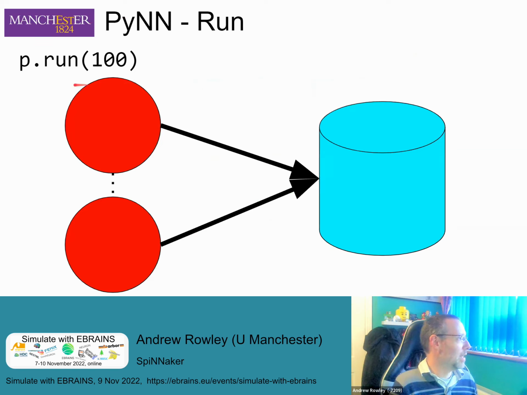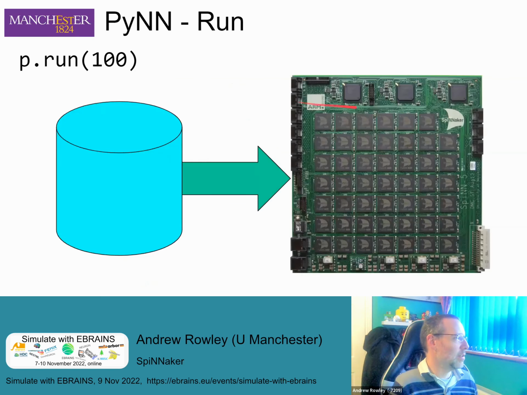Once we've done that, we actually write a lot of parameters down to a database, and that database is then used to load things onto the Spinnaker machine. And this is where I was talking about Java earlier. This is some of what happens with the Java instance. So it loads things from that database onto the machine, which makes things a lot faster.